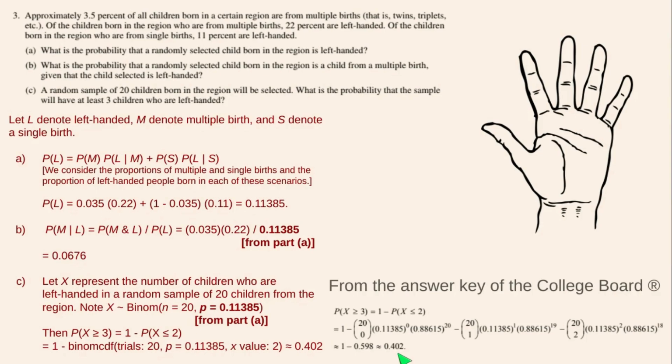So we find the complement of the event. And by the way, this is a little bit sneaky. Just want to make sure you see this. College Board did distribute the negative sign to each of these binomial computations. All right, there you go. There are the first three problems.